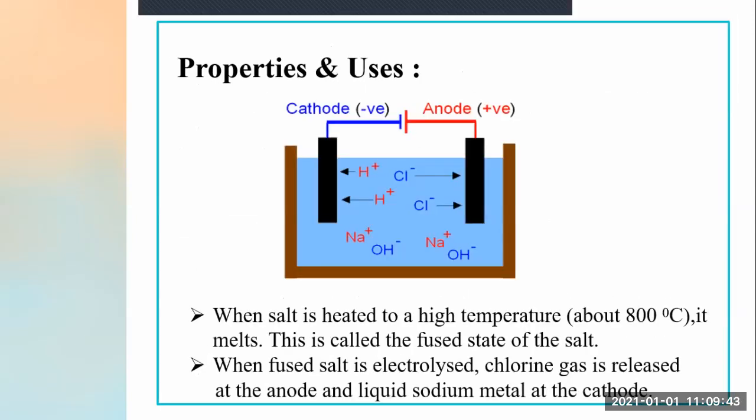Now see students, this is the diagram which I have explained to you. Electrolysis: a container consists of brine, that is a saturated solution of sodium chloride. Two rods, cathode and anode, are dipped into it and connected by battery cells. A potential difference occurs, and due to that the ions present in the solution get separated from each other.